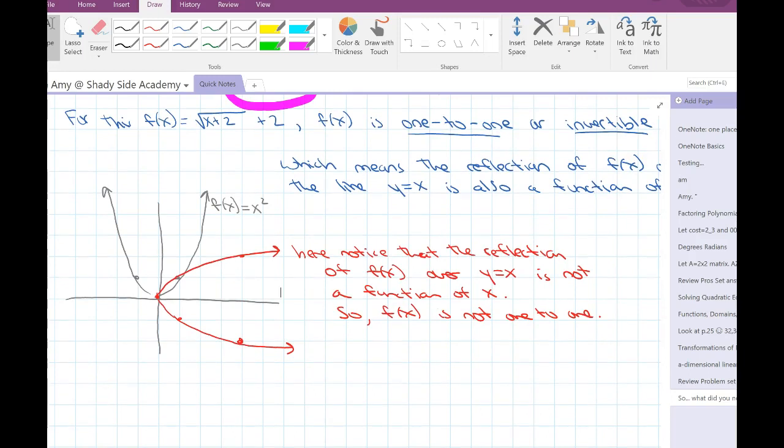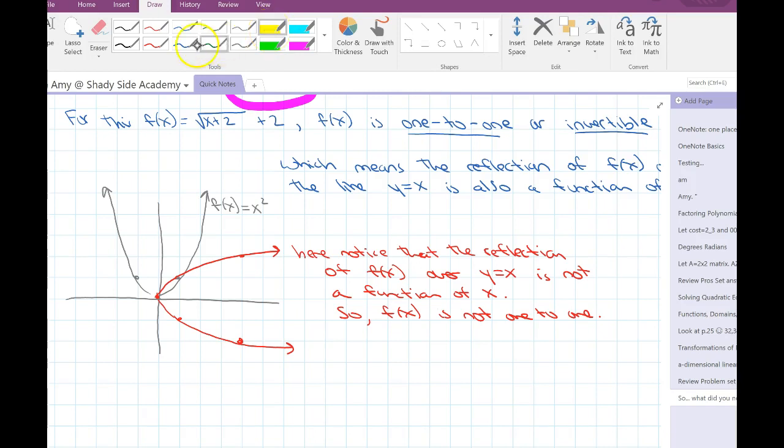Is there a way that you could restrict the domain of f of x so that f of x is one-to-one? In other words, could you tell me a segment of the domain of f of x that would make it one-to-one? Okay, pause me and think about it, and then replay me. Okay, the answer is yes.